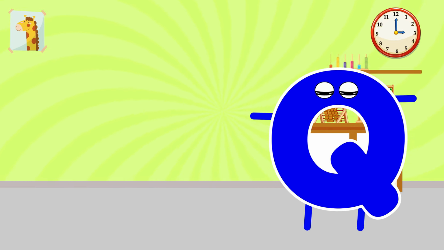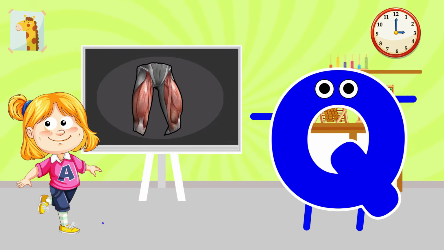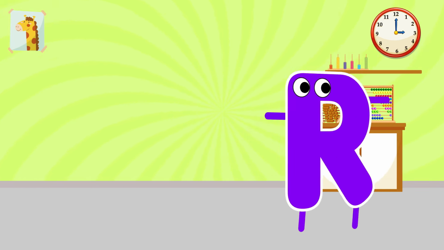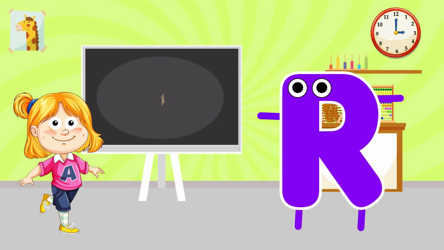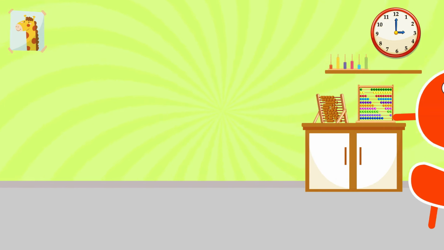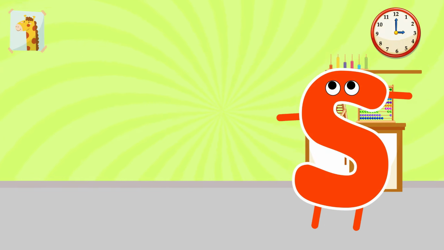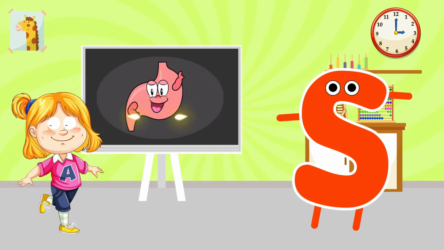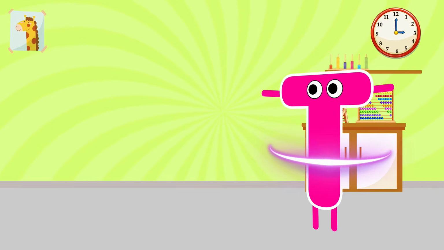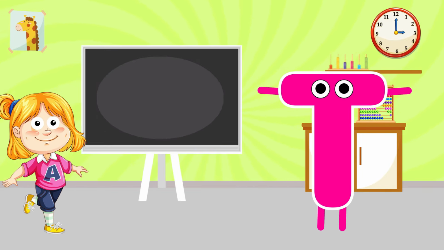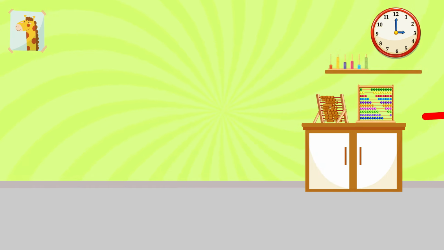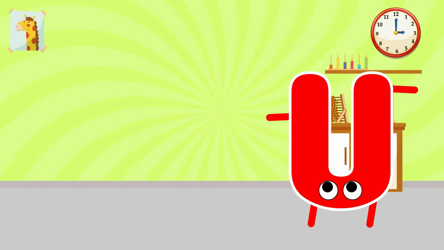Q. Q is for quadriceps. R. R is for rib. S. S is for stomach. T. T is for tongue.